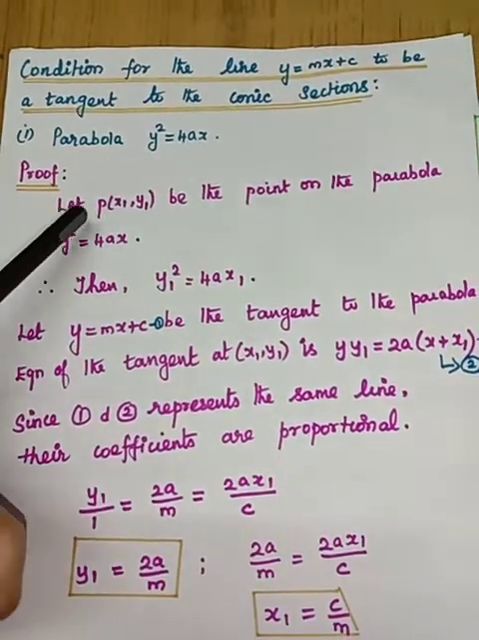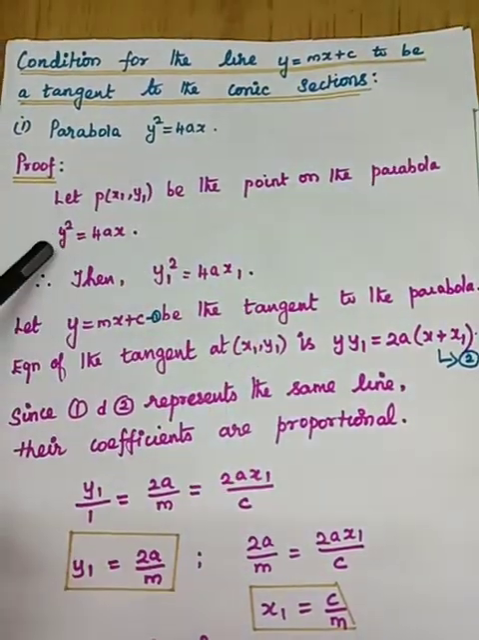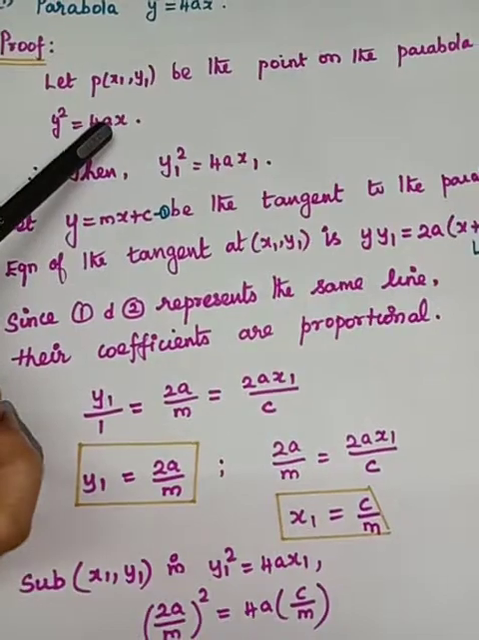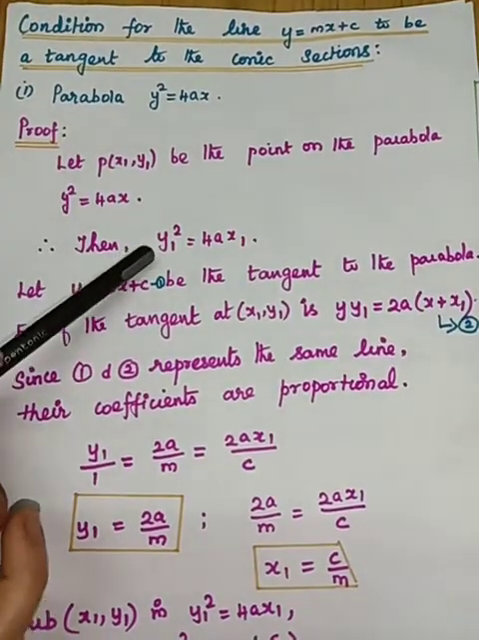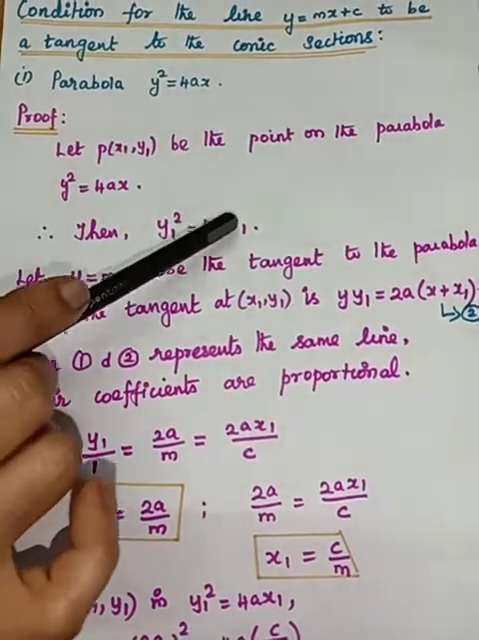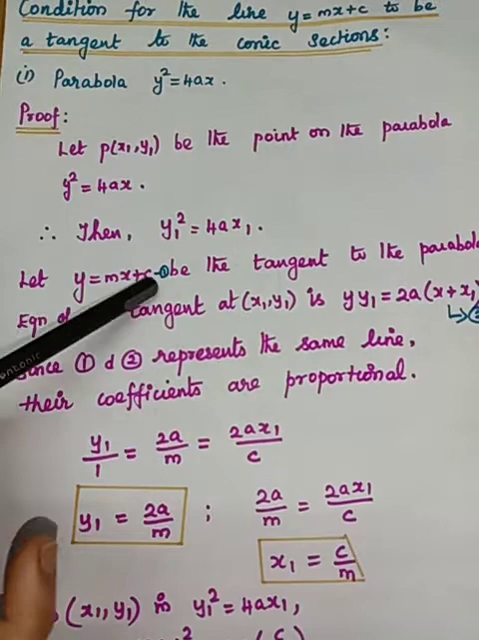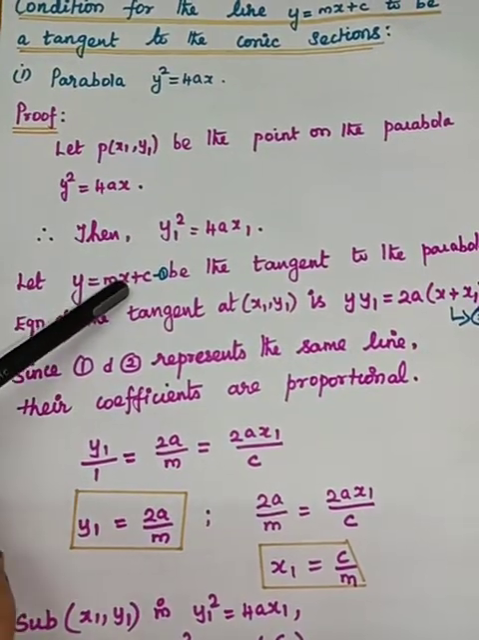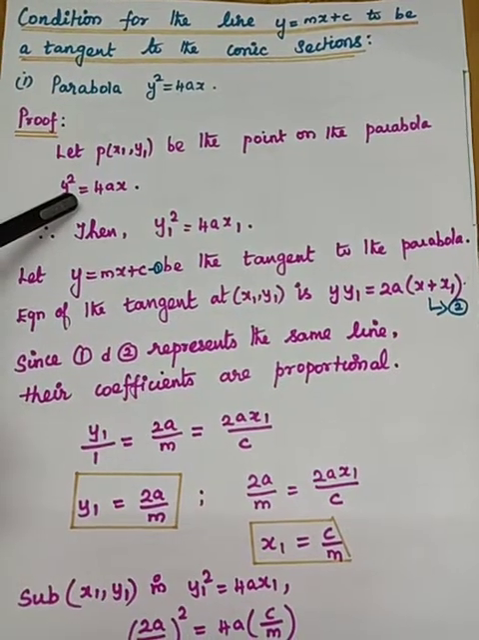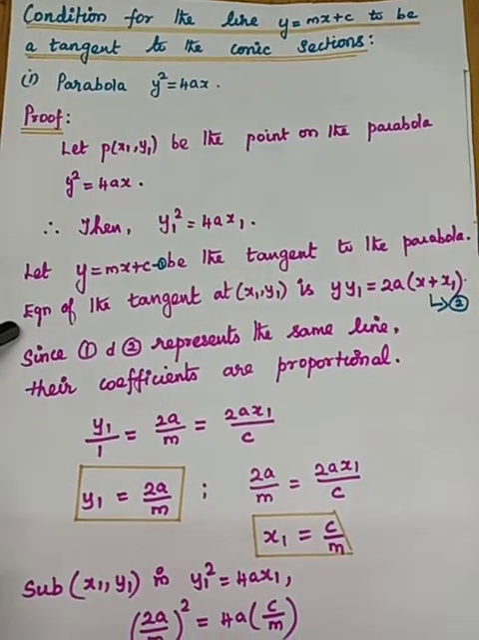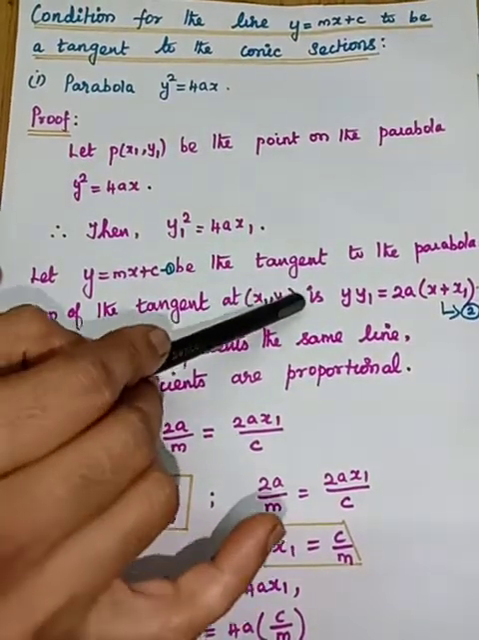First, let P(x1, y1) be a point on the parabola y² = 4ax. So we have to substitute this point on this parabola, and it will become y1² = 4ax1. Next, the straight line y = mx + c is a tangent to the parabola, and we are going to find the equation of the tangent at (x1, y1).